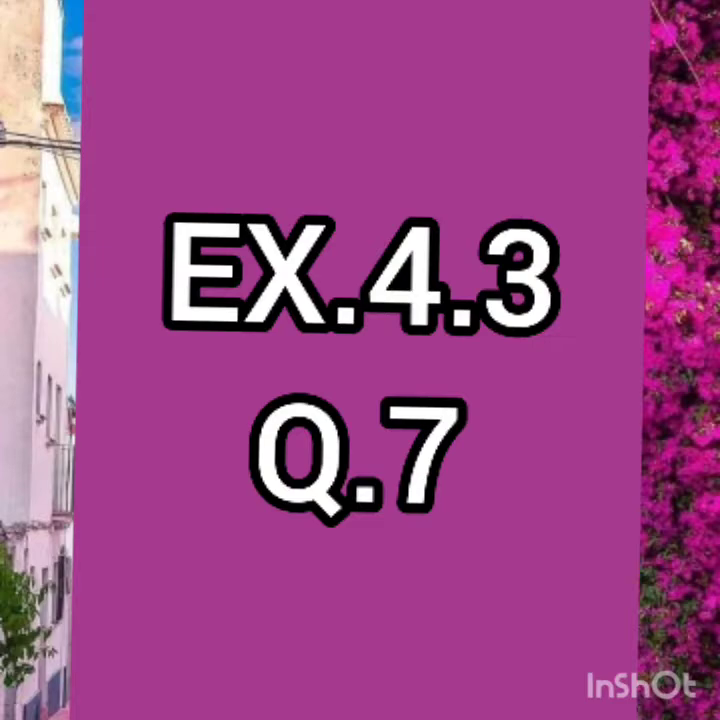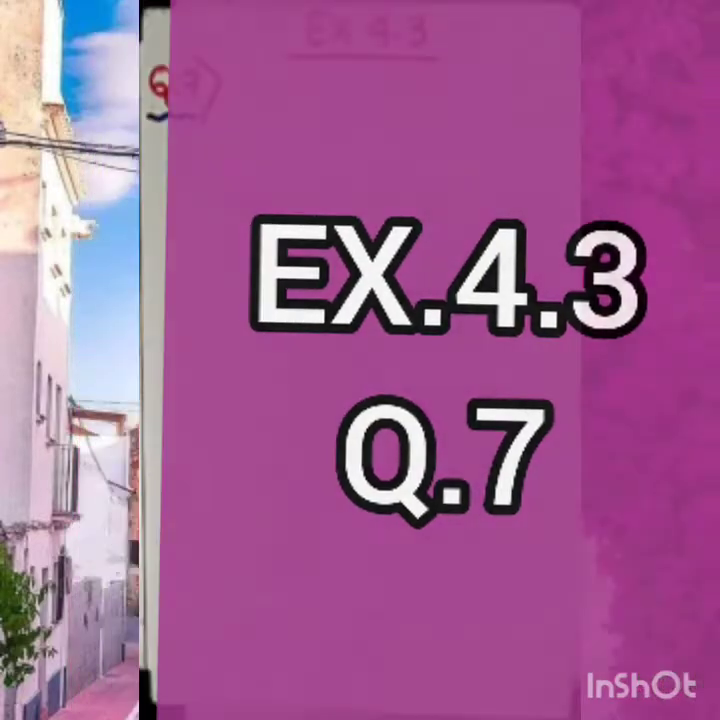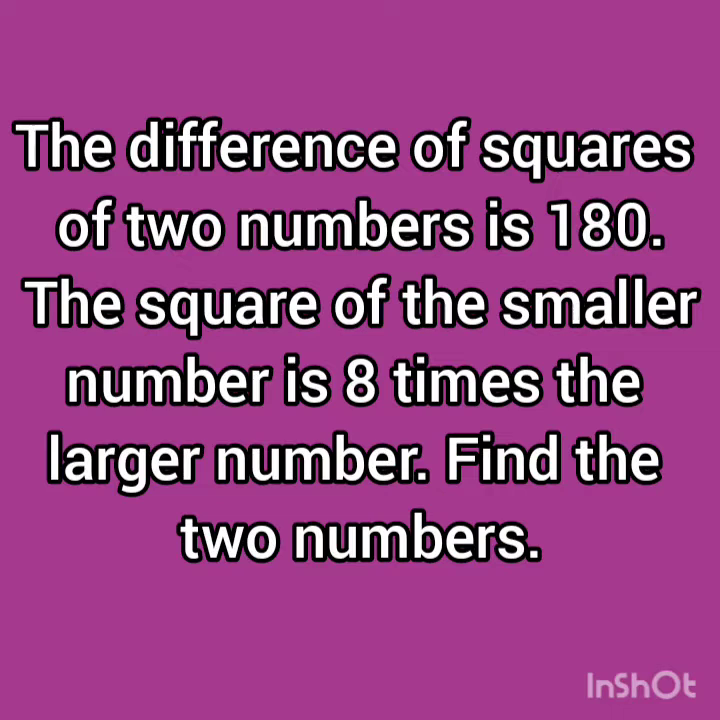Exercise 4.3, question number 7. I am reading it for you. The difference of squares of two numbers is 180. The square of the smaller number is 8 times the larger number. Find the two numbers.